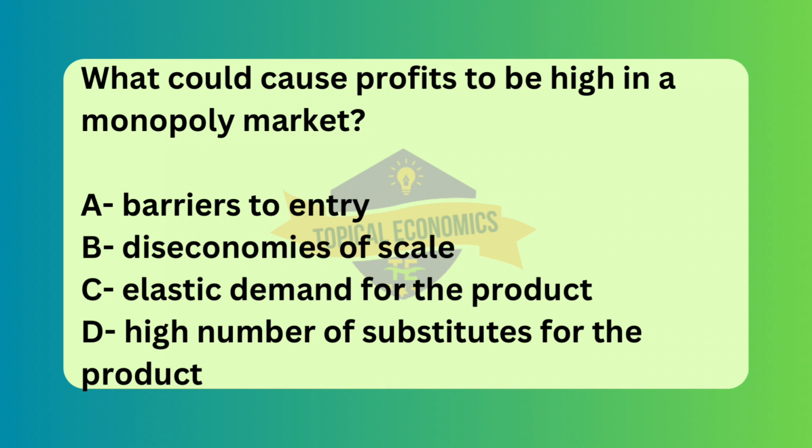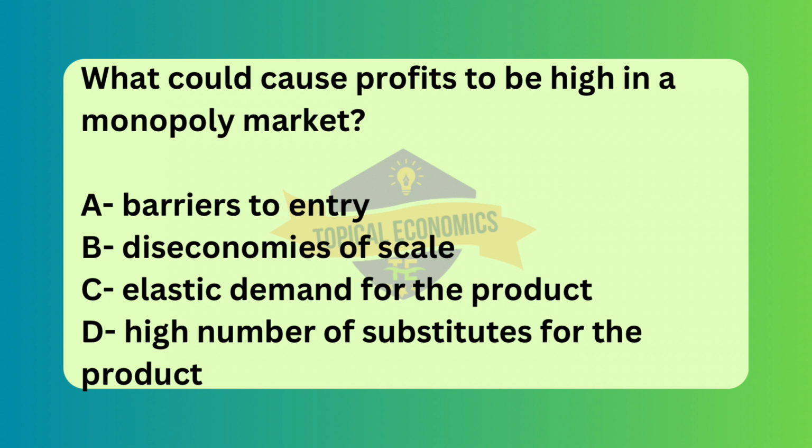Barriers to entry. In a monopoly market, one firm dominates the entire market because there are significant barriers preventing other firms from entering and competing. These barriers can include things like high startup costs, control of essential resources, government regulations, or patents. With no competition, the monopolist can set prices higher and produce at lower quantities than in a competitive market, which typically results in higher profits.